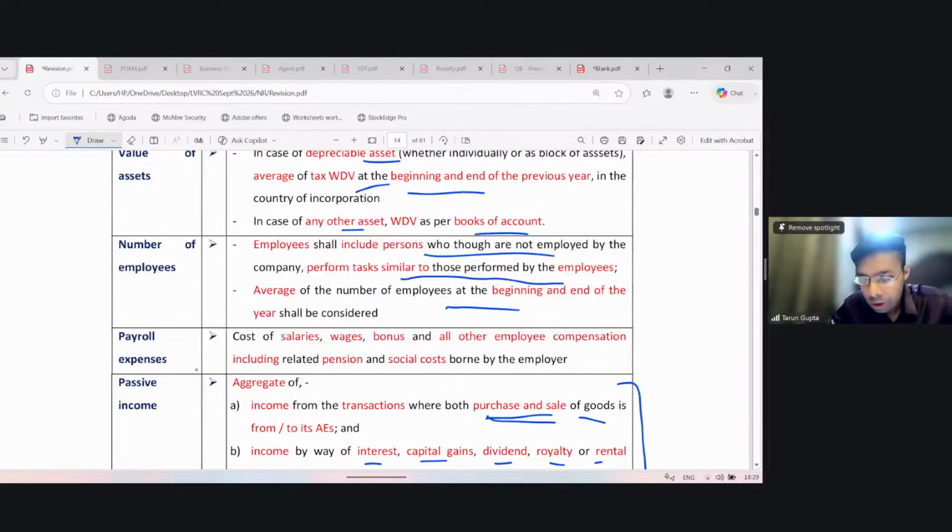Okay. Now, the last condition was the payroll spend on the employees situated in India or resident in India should be less than 50% of the total payroll expenses. Now, how do you determine the payroll expense? Payroll expense means cost of salary, wages, bonus, and all other employee compensation, including related pension, social cost borne by the employer. So anything which the employer is bearing for the purpose of the employee shall be part of the payroll expenses. Right?